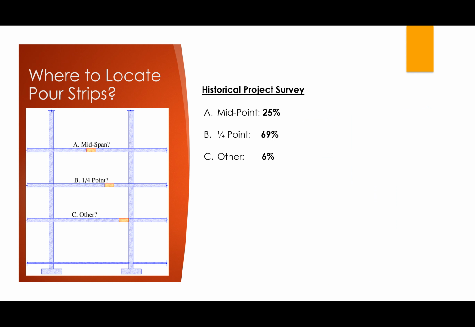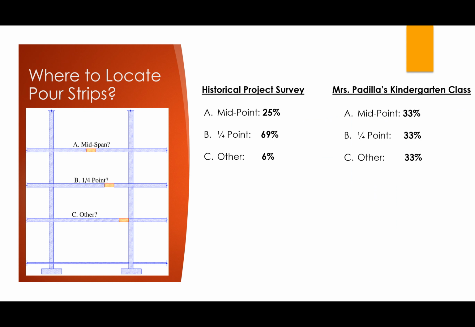For reference, though, I went ahead and also, for career day at my kids' school, I asked the kindergartners to vote where they thought the pour strip should go. And you can see they obviously have absolutely no idea.